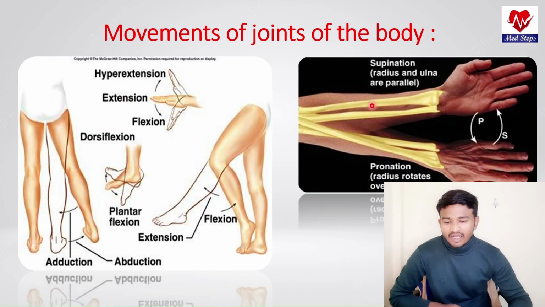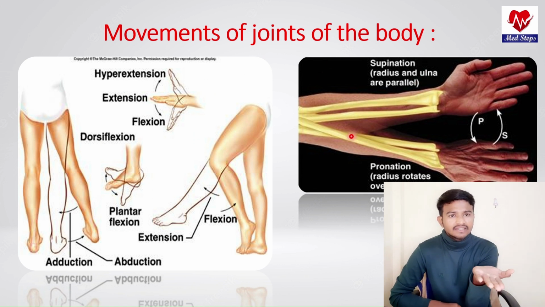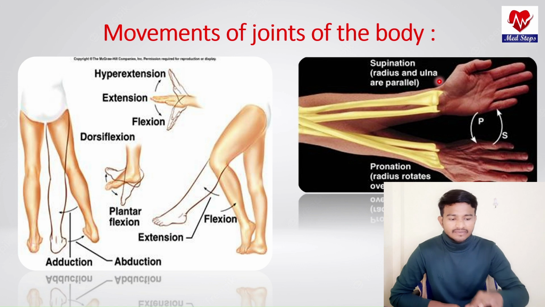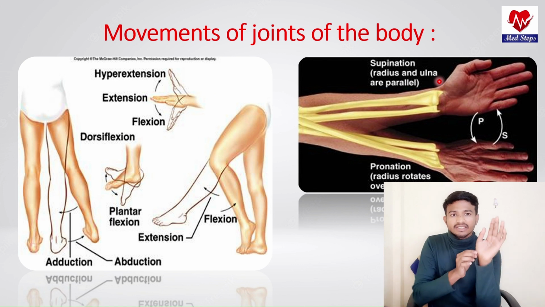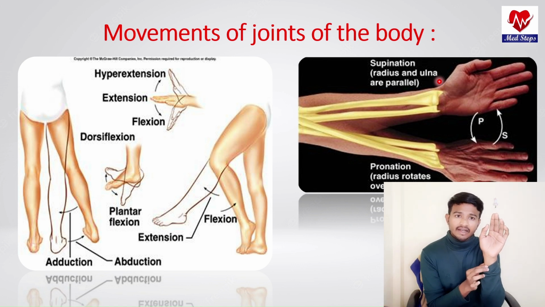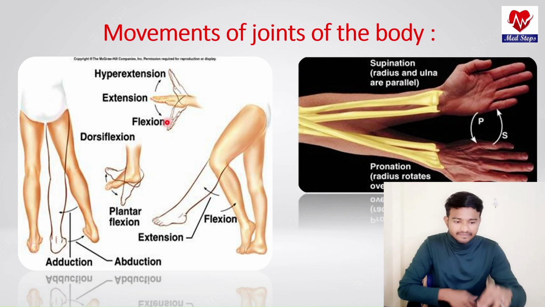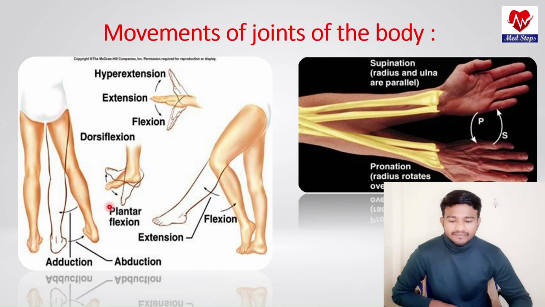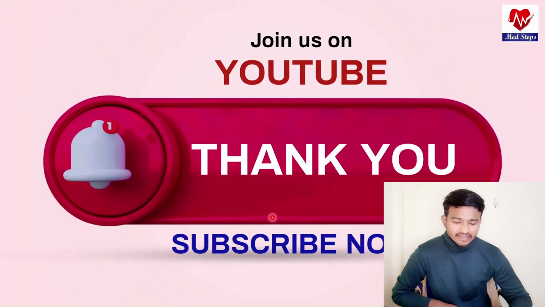If you see this image, we call this supination and this pronation, because as I told you before, this is the radial side, this is the ulnar side. If you see this image, dorsiflexion, plantar flexion, this is the adduction and this is the abduction, this is the flexion and this is the extension.